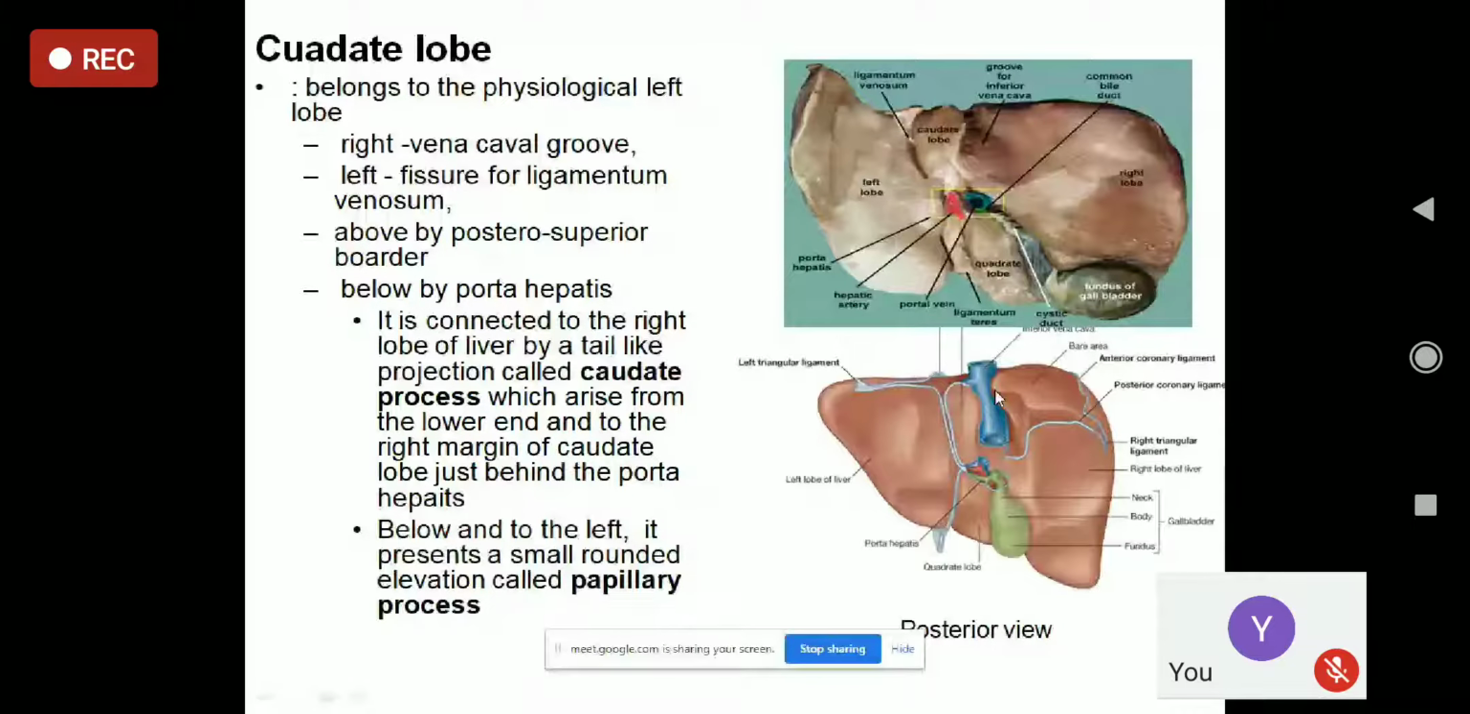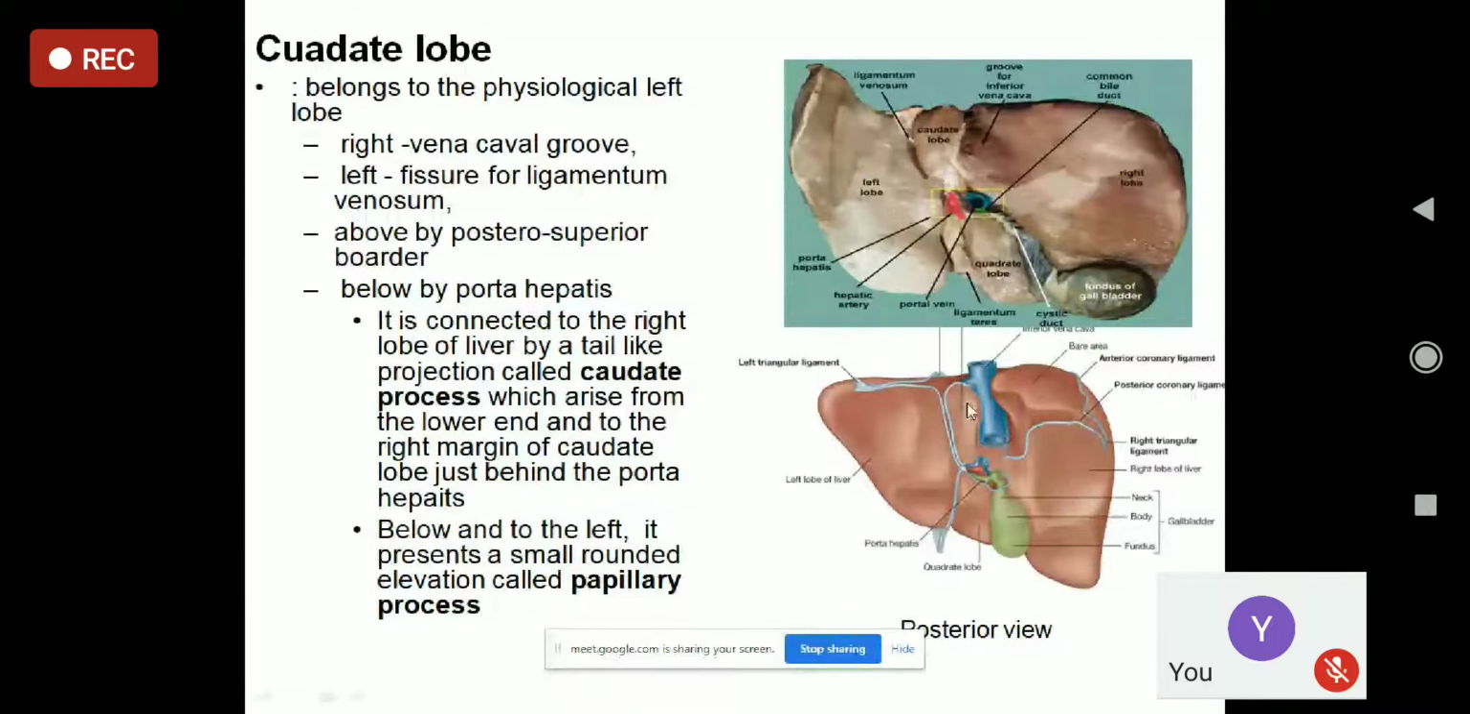But actually, what is this? This is always towards the right side. As you view the liver from inferiorly, it looks like it's the left side. But actually, this is the right side. As we are viewing this liver from inferiorly, it looks like the left side, but it is the right side.